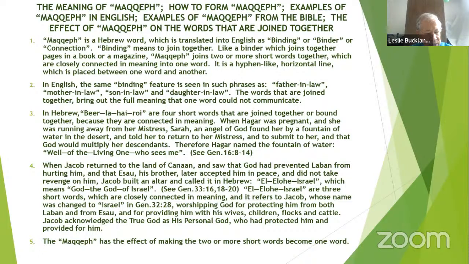And the background to this is when Jacob returned to the land of Canaan and saw that God had prevented Laban from hurting him, and that Esau, his brother, later accepted him in peace and did not take revenge on him, Jacob built an altar and called it in Hebrew, and the Hebrew is written out in the English translation by using the corresponding English letters. El Elohe Israel, which means God, the God of Israel.